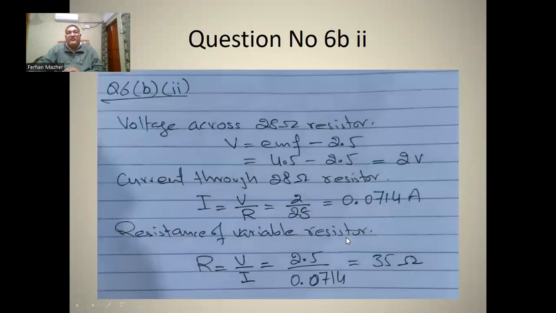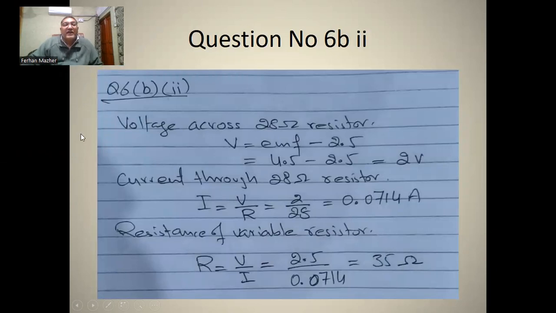So here we go. The voltage across the 28 ohm resistor will be equal to the EMF minus 2.5, because the variable resistor was taking 2.5 volt. So the voltage for the 28 ohm resistor will be EMF minus 2.5 volt, and that will be 4.5 minus 2.5, and that will be 2 volts. So the current through the 28 ohm resistor will be I equals V by R. The voltage drop on the 28 ohm resistor is 2 volt and the resistance is 28.